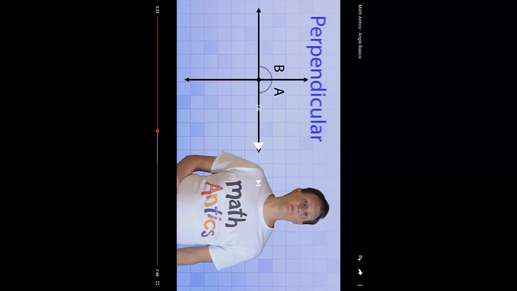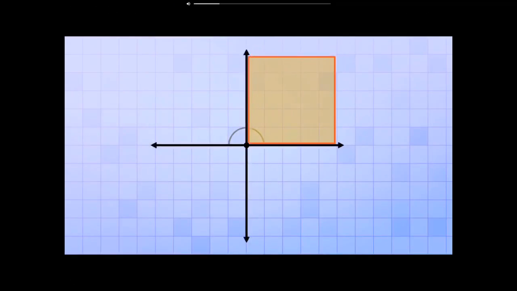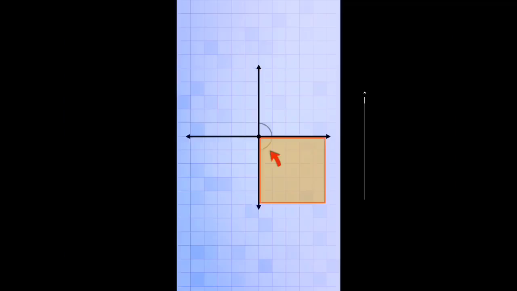Lines arranged like this are called perpendicular. Perpendicular lines are lines that form square corners when they intersect. And these square corner angles have a special name in geometry because they're really important. We call them right angles.